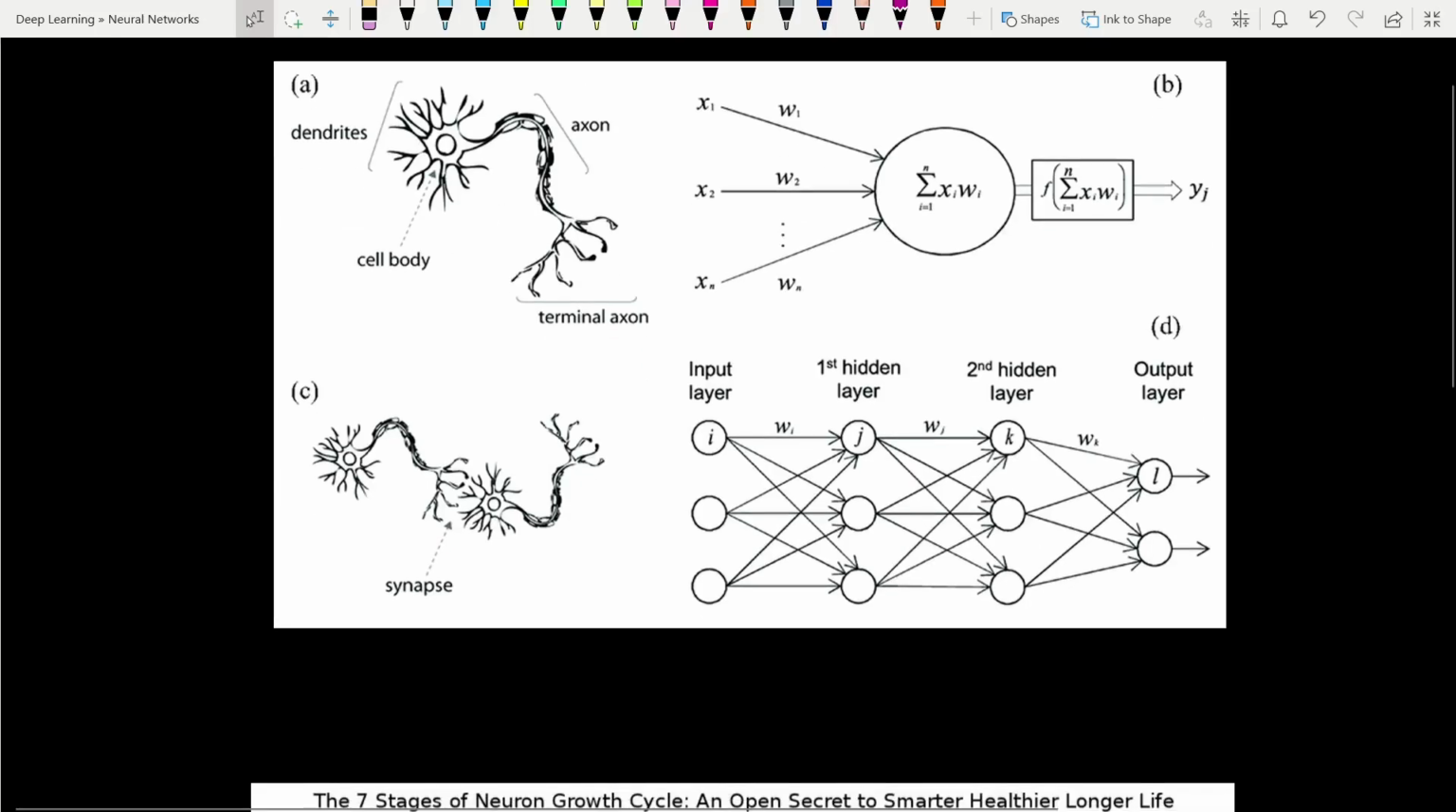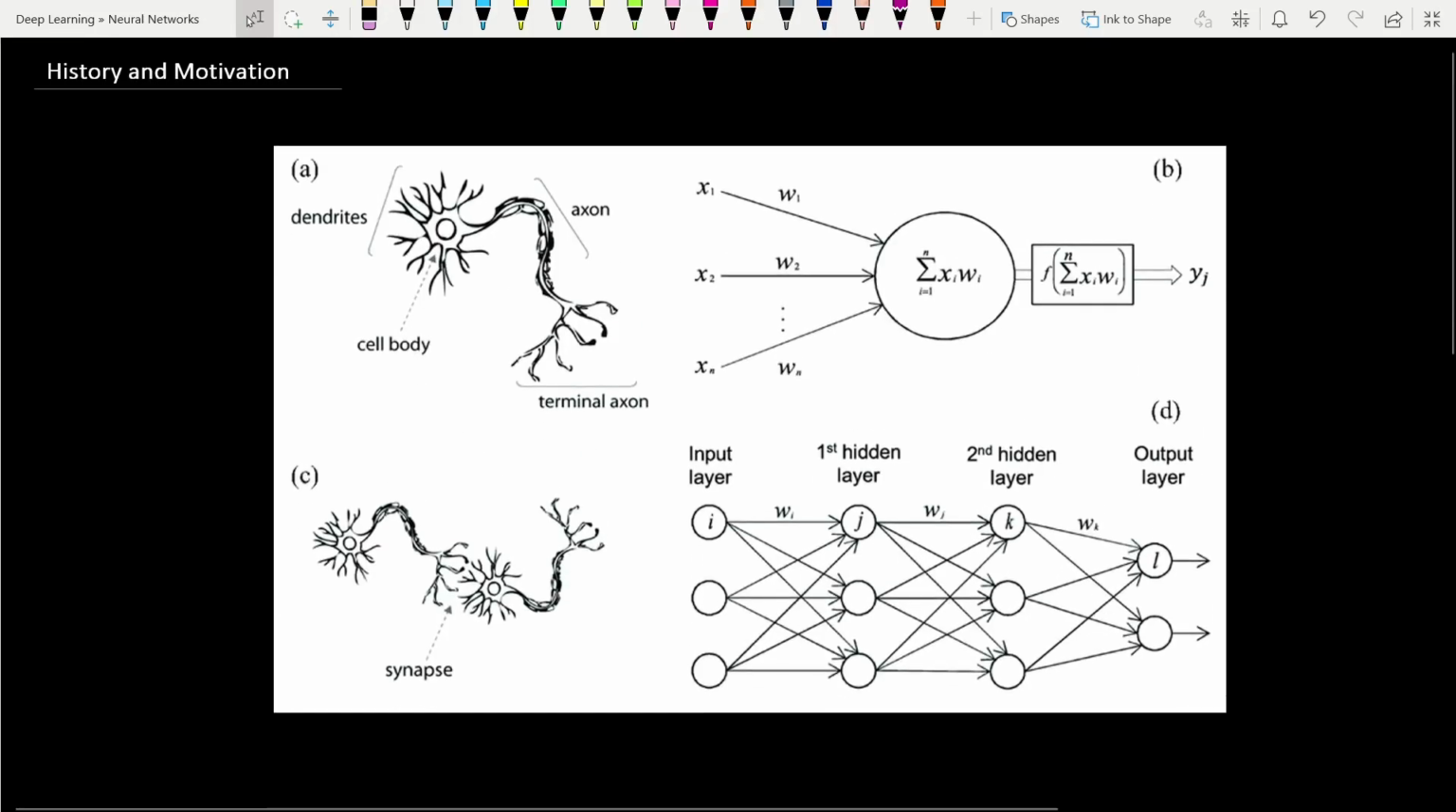So friends, in this video, we'll simply discuss a simple introduction to the neural network, what the motivations behind it are, and what its history is. This is the first introductory lecture, and as we progress, we will move further.